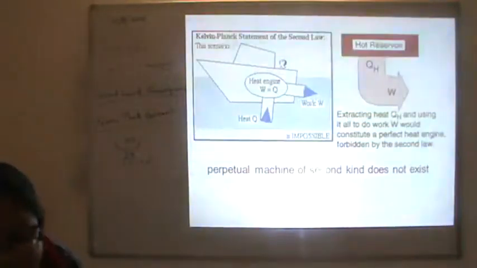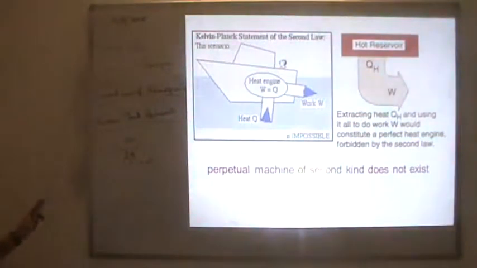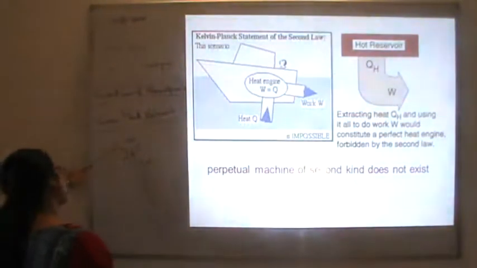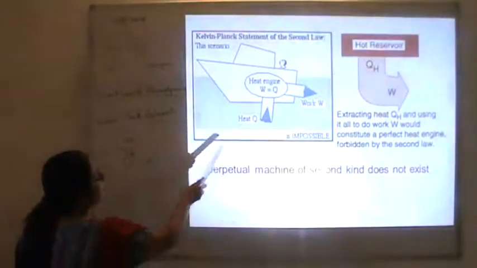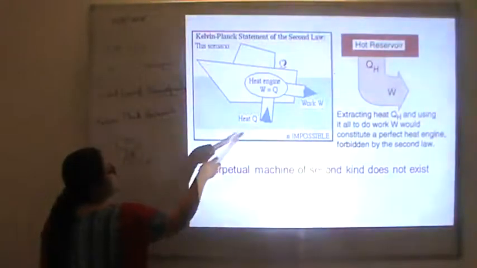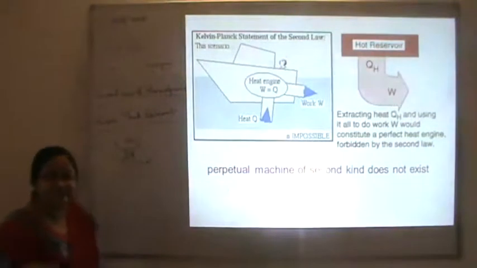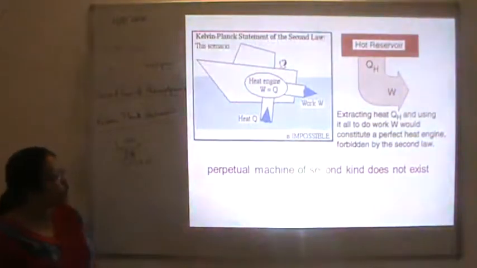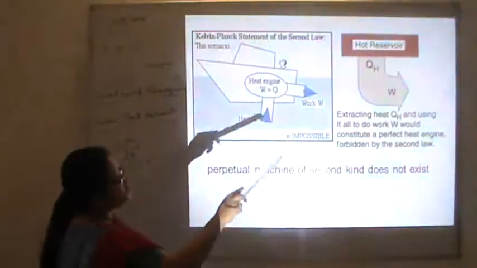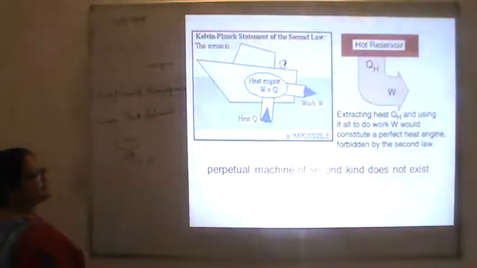So a perpetual machine means, if that Kelvin-Planck statement is untrue, if heat can be accepted from a hot reservoir and converted to work, then a ship can accept heat from the water of the ocean and it can move, it can transport. It cannot be feasible. So this type of machine is not feasible. Perpetual motion machine of the second kind doesn't exist.